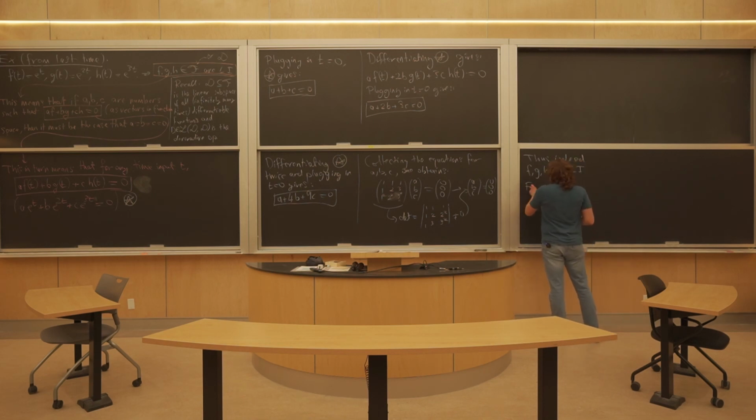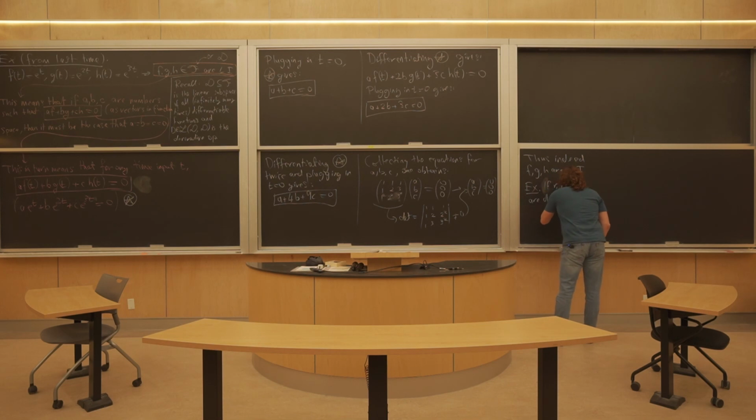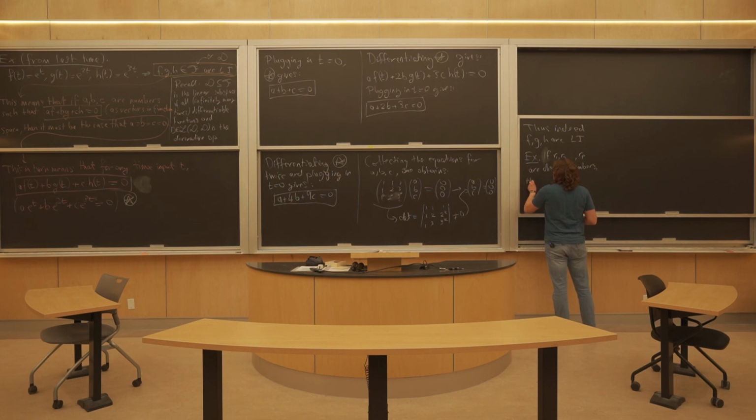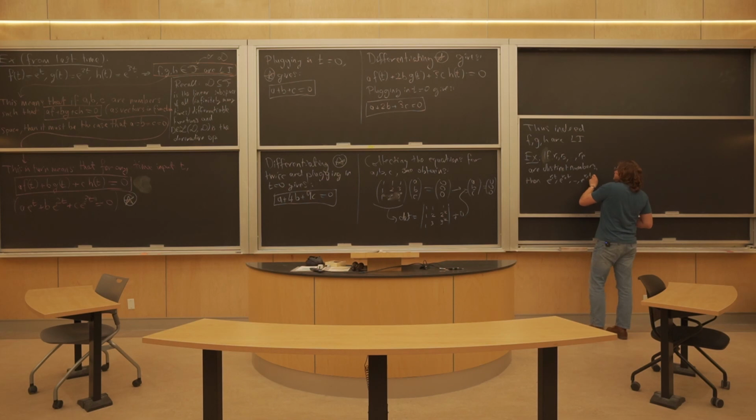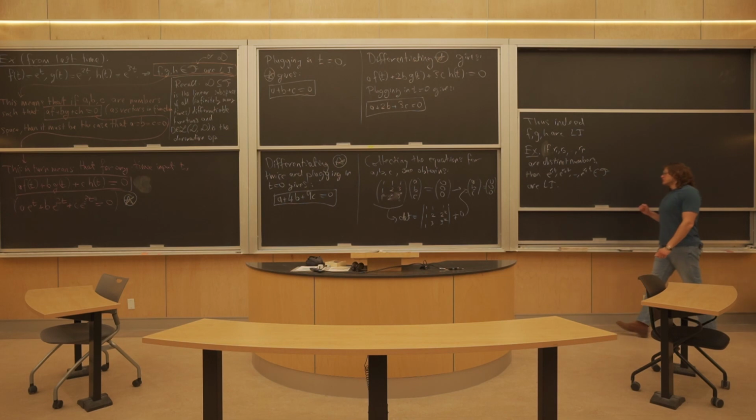So more generally, let me write it like this. If r1, r2, ..., rp, any number of numbers, are distinct numbers, then the functions e to the r1 t, e to the r2 t, ..., e to the rp t in function space are linearly independent.